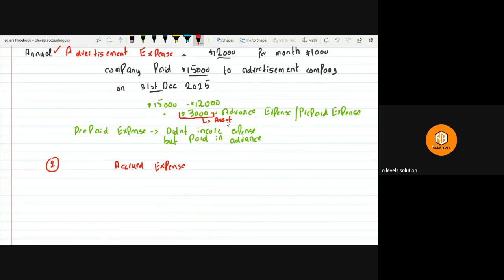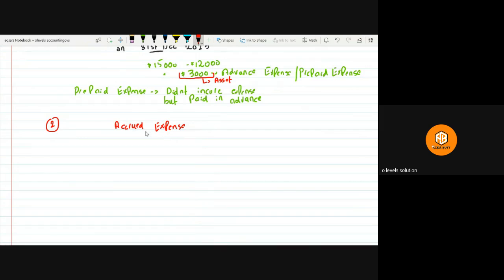For example, if I don't want to continue with the same advertisement company, I can say to that advertisement company that, okay, I don't want to continue. Since I have paid you extra, which is $3,000, you need to pay me back this $3,000. That is why we can show the ownership on this $3,000. That's why the prepaid expense is the asset for the company.